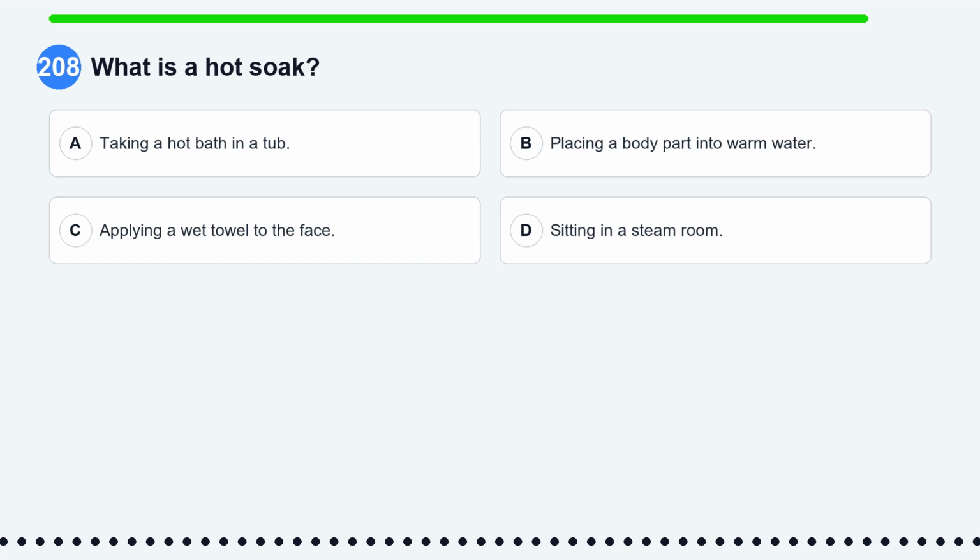Question 208. What is a hot soak? Option A, taking a hot bath in a tub. Option B, placing a body part into warm water. Option C, applying a wet towel to the face.